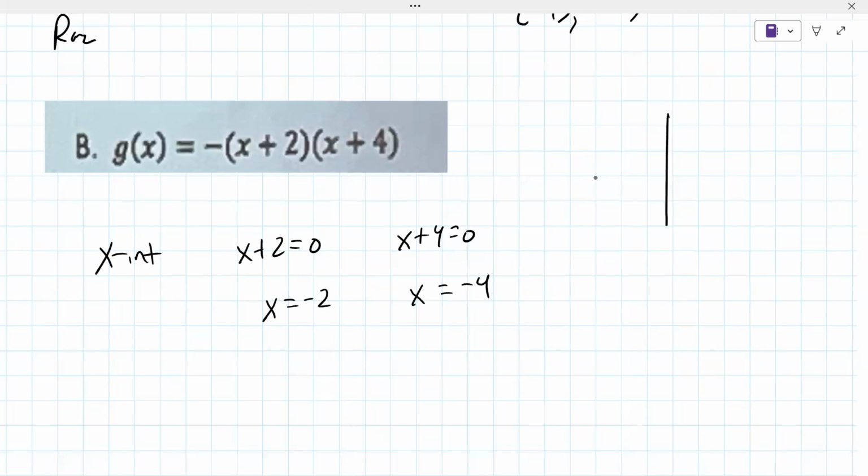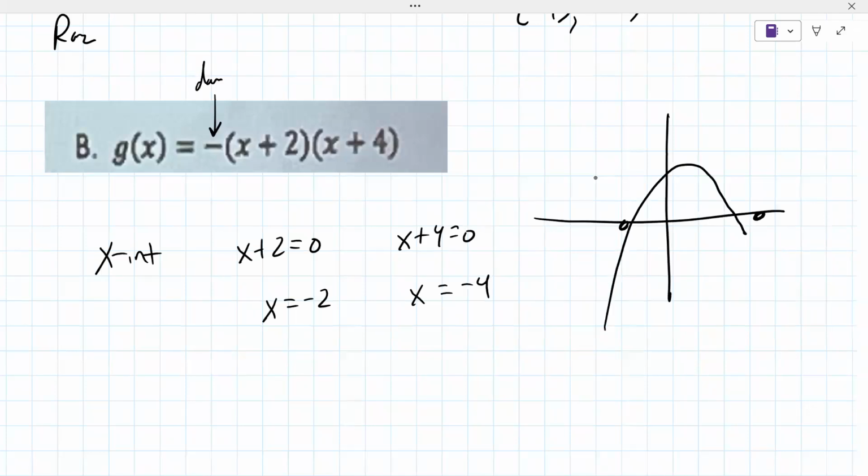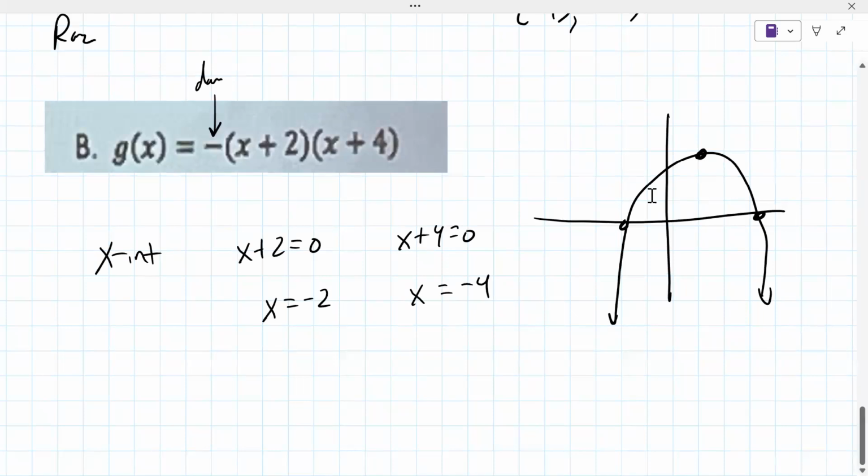All right, so why is that important? It tells you where it crosses the x-axis. -2, -4. Does it open up or down? It would open down. So we know it does something like that. We need to find the vertex. It's always the midpoint of these. Wait a second. I graphed this completely wrong. Sorry about that.